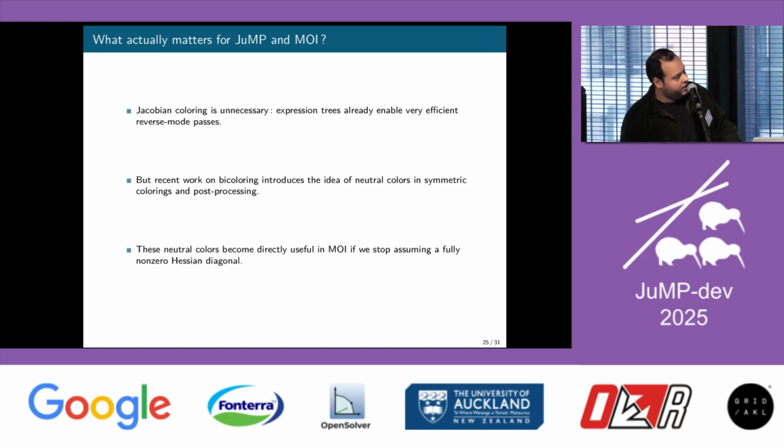So that's why I think it makes sense in the future to potentially check if we have non-zeros or not in the diagonal in JuMP, and potentially improve the sparsity pattern to not always assume that the diagonal of the Hessian is fully non-zero. So this is the first part about what we can improve in JuMP.